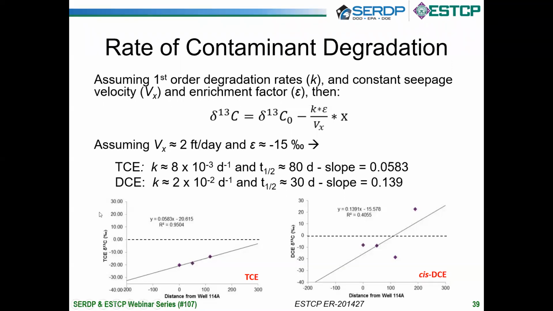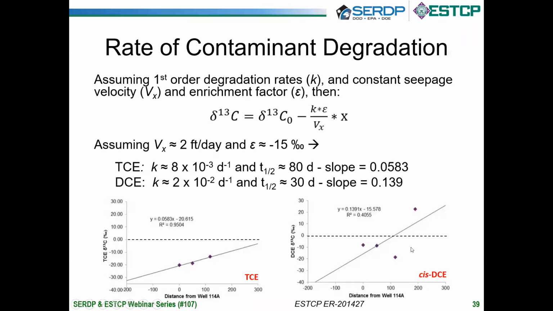So essentially, if we use that same TCE isotope data that I showed you previously, on the x-axis we have distance from the original source well, the 114A, moving down gradient. We get a plot here. And basically as we get this plot, we have a slope. And that slope is basically a measure of the increase in the delta C13 value in TCE as a function of distance moving down gradient. We can do the same thing for cis-DCE. And again, these are real world data, so there's some scatter.